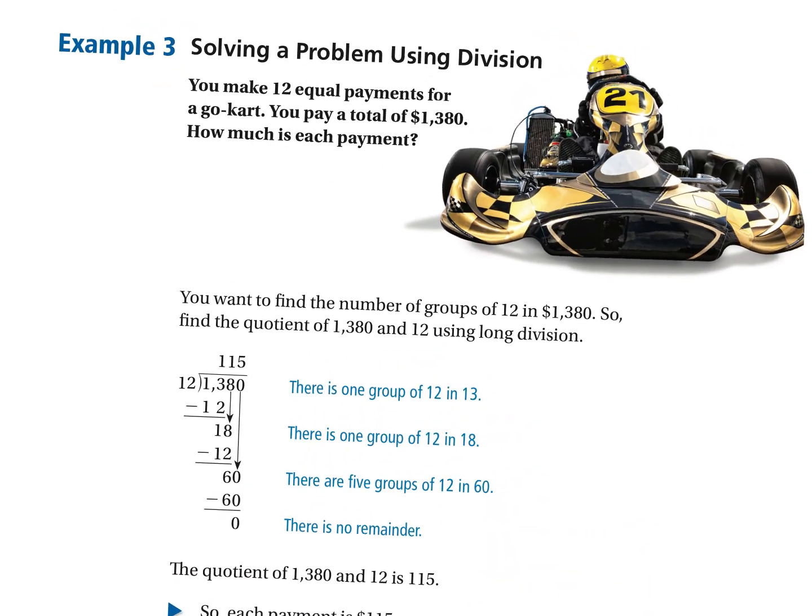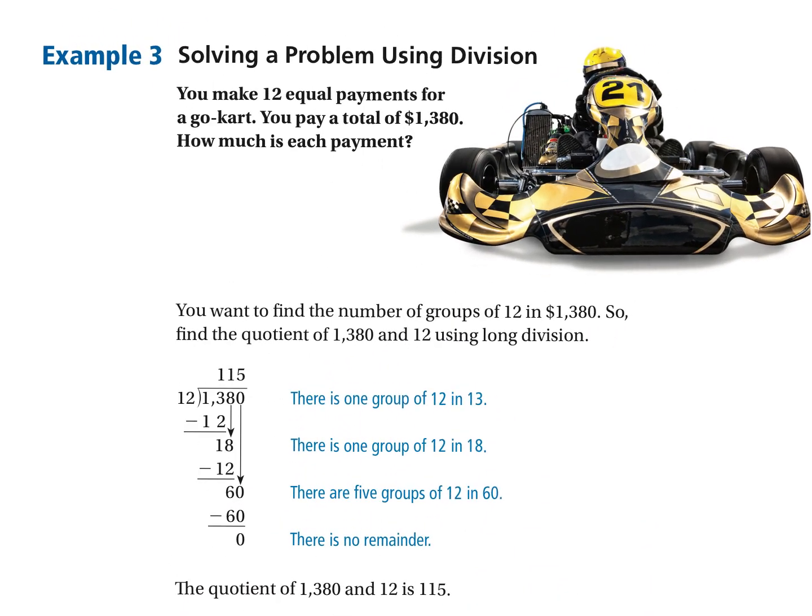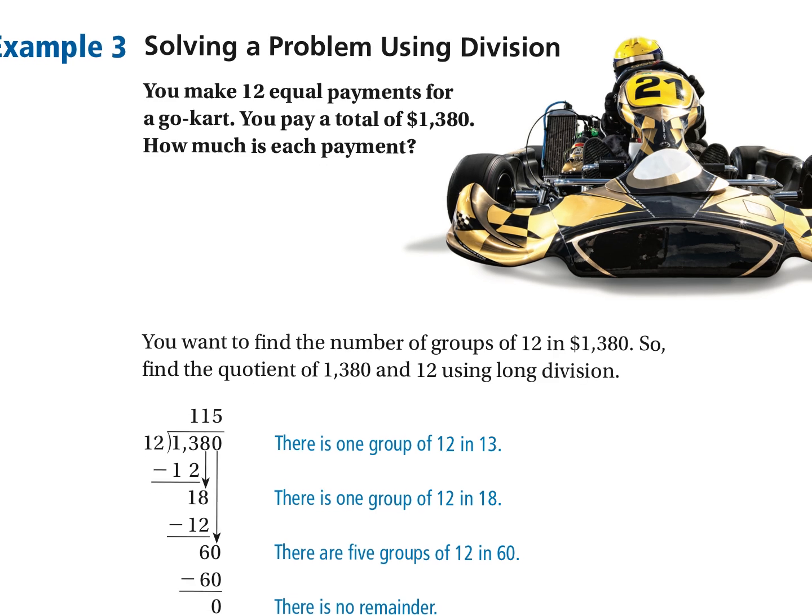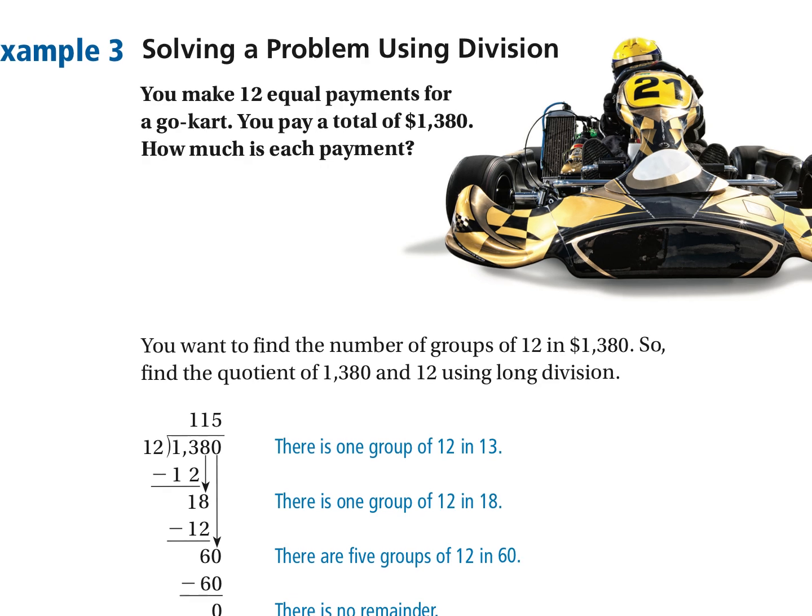So now we're looking at example 3. It says solving a problem using division. So if we have a problem like the one on the board or in your book on page 5, it says you make 12 equal payments for a go-kart. You pay a total of $1,380. How much is each payment?